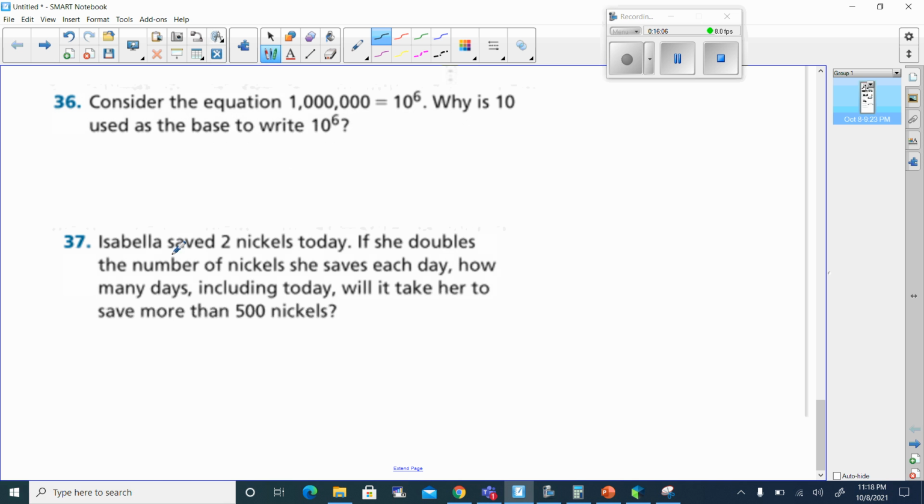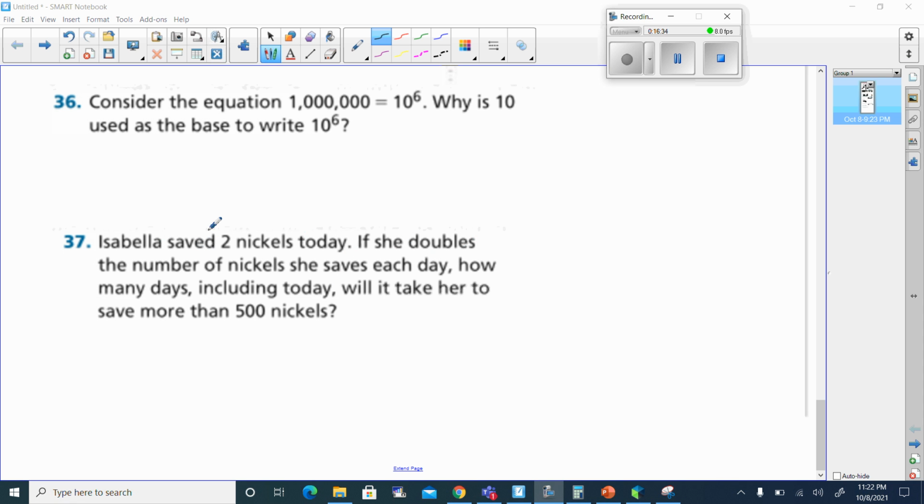Finally, my last one. Isabella saved 2 nickels today. If she doubles the number of nickels she saves each day, how many days, including today, will it take her to save more than 500 nickels? This might be a little bit lengthy because it seems to me we're going to have to count all the days that she's collecting these nickels.